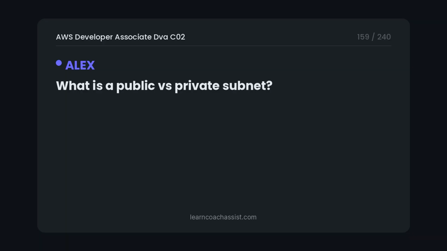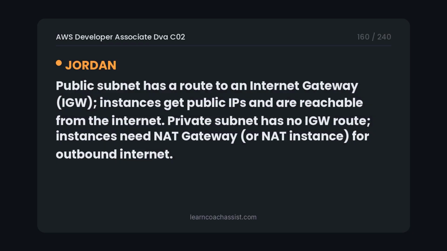What is a public versus private subnet? Public subnet has a route to an internet gateway, IGW. Instances get public IPs and are reachable from the internet. Private subnet has no IGW route. Instances need NAT gateway, or NAT instance, for outbound internet.